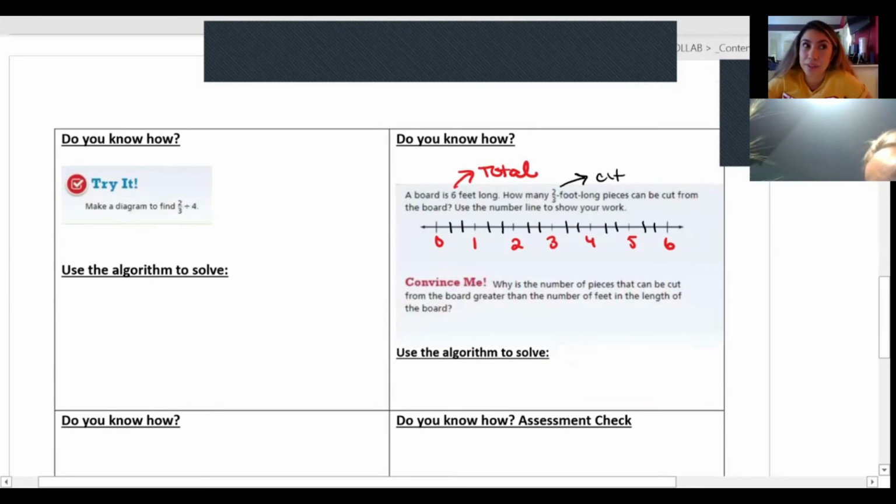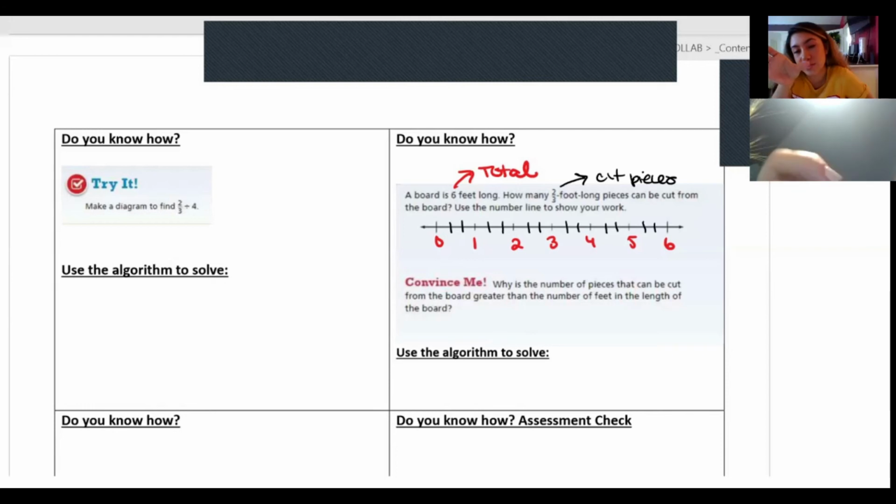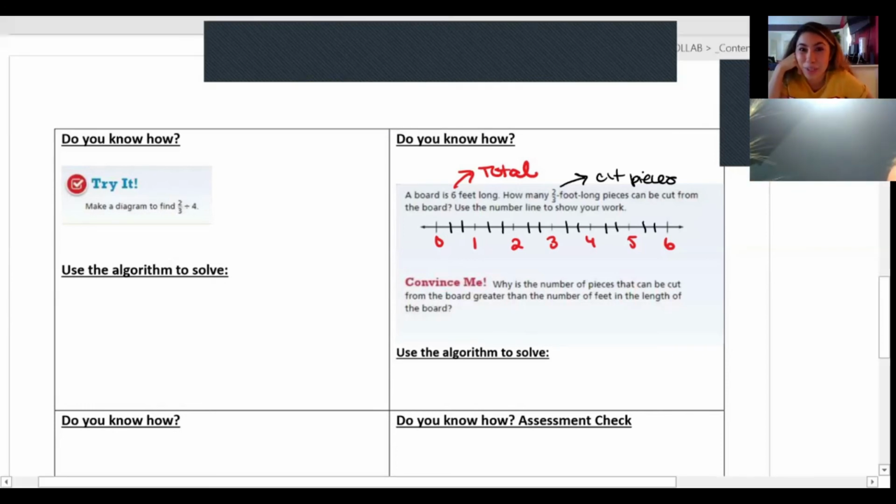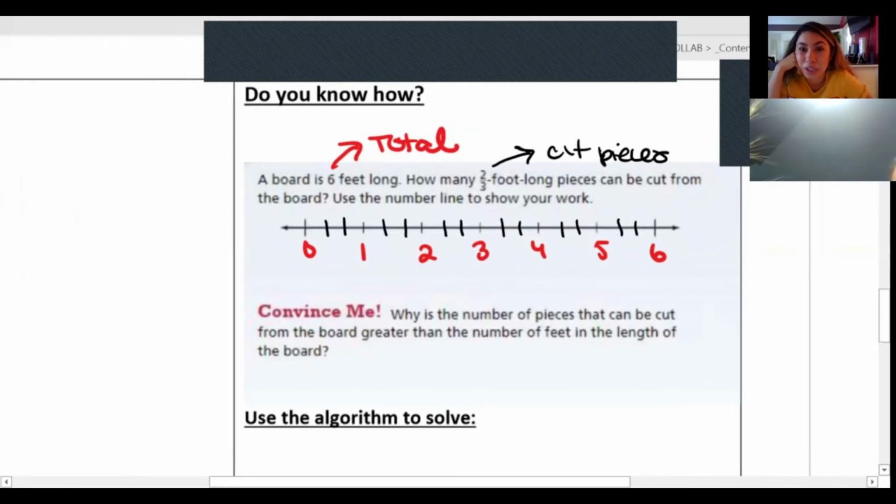6 1-foot pieces, I guess, using the entire number line, right? So that's what we would see in a normal number line. And then we're going to take each of those, each foot of the 6 feet, and cut it into thirds, because we need to figure out how many 2/3 foot long pieces we can get out of this entire board. Okay, and then we're going to see how many.